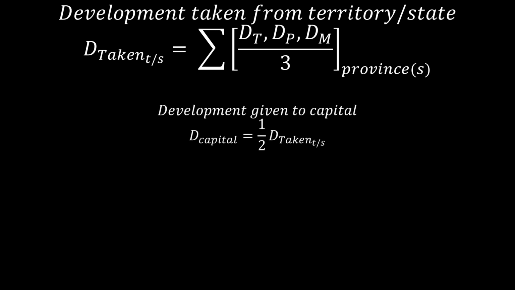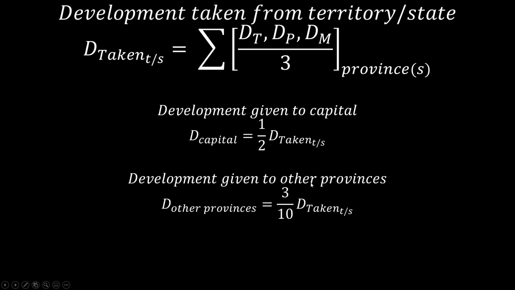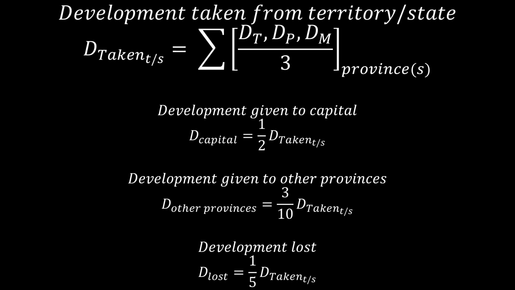So next, we can then use this equation to work out the amount of development given to the capital province. The amount given to the capital is half of this. Earlier we said it was 50%, so it's just half of the development taken. And then the amount given to other provinces is 3/10, which was 30%. And then the development which is lost is a fifth, or 2/10, 20% of the development taken from the territory or state.